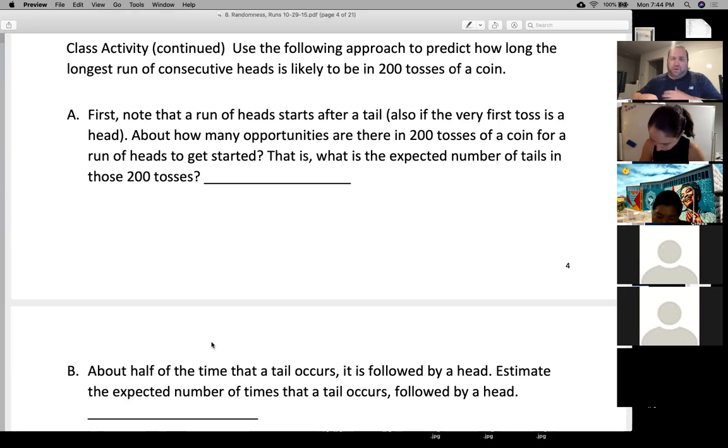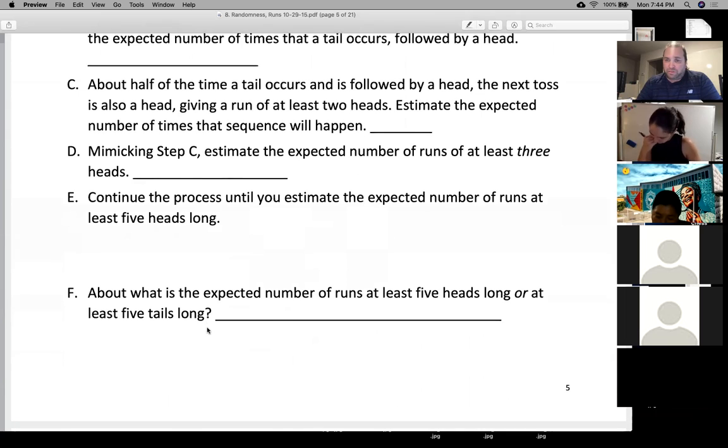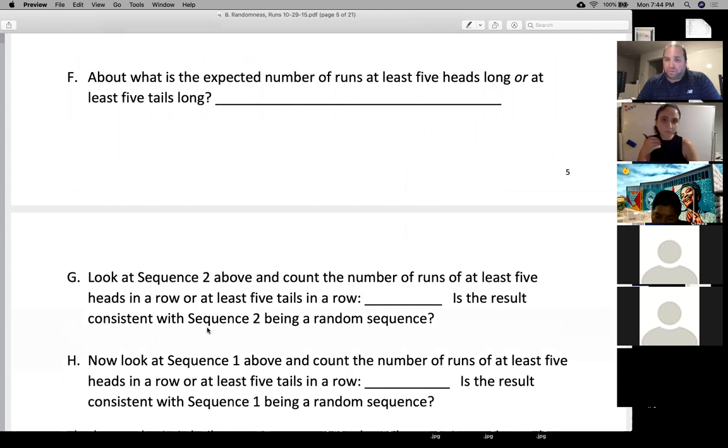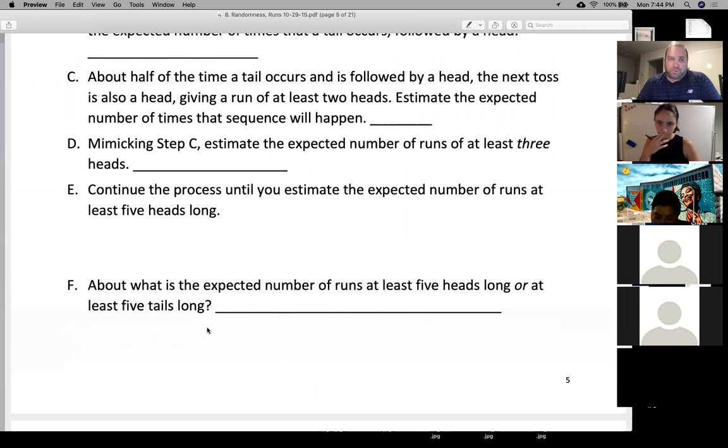This is just the idea. We don't have to go through the actual math, but this is the idea that there's plenty of opportunities for a streak, more so than you would expect. Does that make sense? Yes, no, maybe so? Maybe. Well, maybe we should do it.